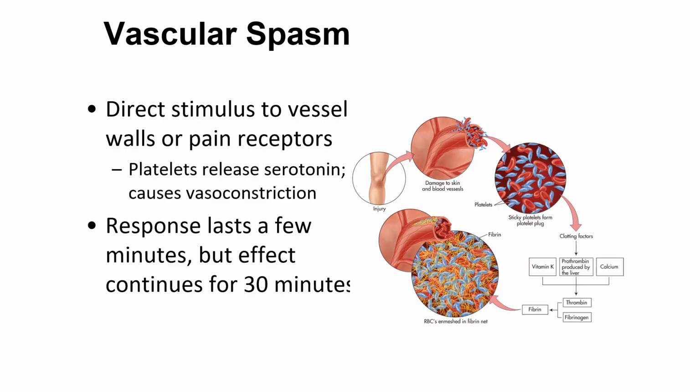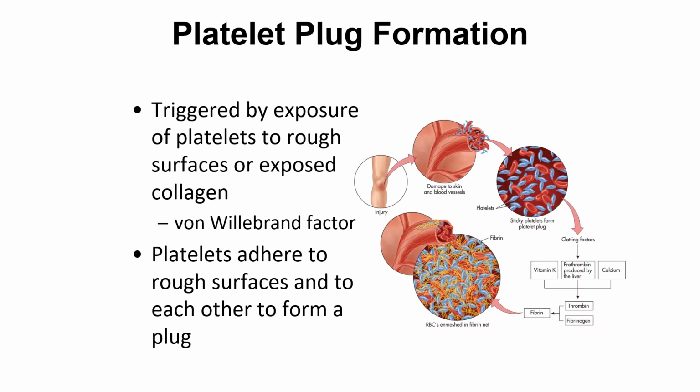Platelet plug formation is going to be triggered by exposure of platelets to rough surfaces or exposed collagen. There's this plasma protein called the von Willebrand factor, which is released by the endothelial cells and the platelets to cause the platelets to bind to each other and to the vessel wall. The platelets will degranulate and release prostaglandins that recruit more platelets to the area, but it also causes the platelets to change their shape and form spiny processes that can cause them to stick to each other and form a plug.